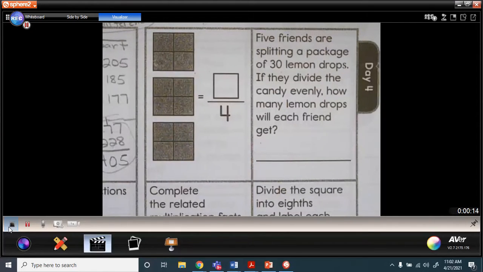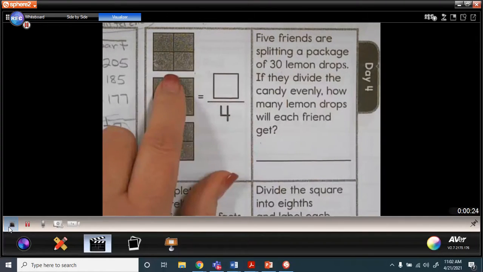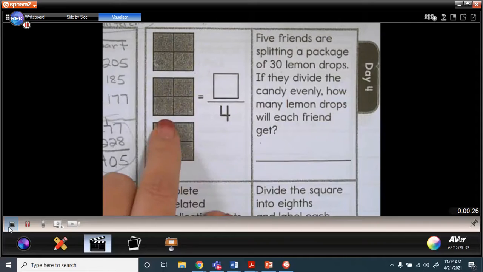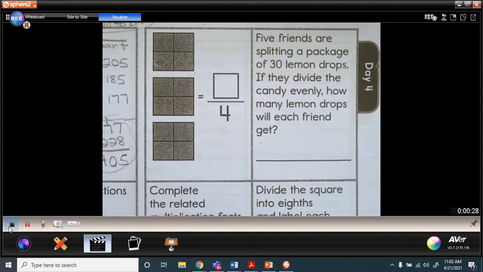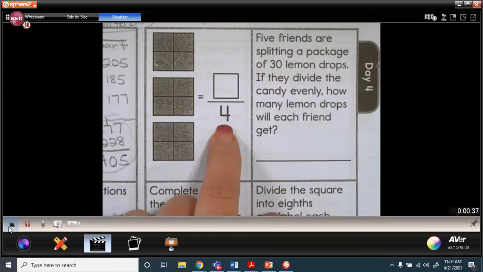So if you notice, our first problem has to do with fractions. Now, if we take a look, we are going to see that we have 3 squares here. And each square has been divided or broken up into 4 equal pieces. That is how we get the denominator. The denominator tells us how many parts each whole has been divided or partitioned into.